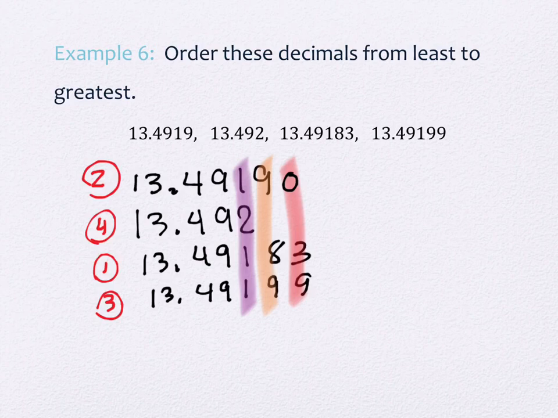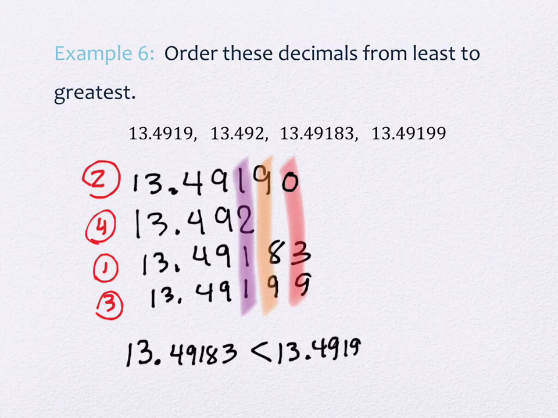And then it says we're going to put them in order from least to greatest. So you can either write them out left to right with some commas, or you can use some symbols like this. So I like to use the less than signs. So I have 13.49183 is less than 13.4919 is less than the third one, 13.49199. And then my last one is the number 4 one. Actually, I think I might be able to fit it over there.